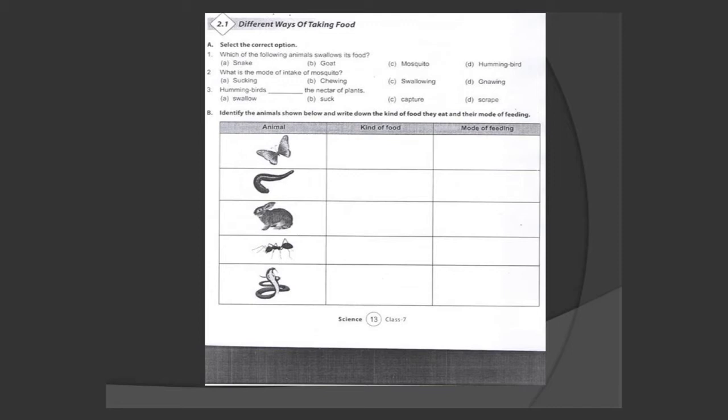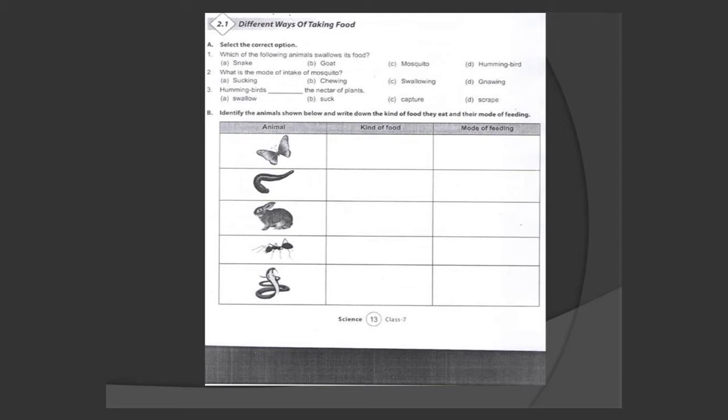Second question, what is the mode of intake of a mosquito? By the method of sucking. The mosquito will suck blood. Third question again, hummingbirds suck nectar of the plants. So the answers: first, B goat; second, A sucking; third, B sucking. Okay. Observe the figures. For each animal, you have to fill up the kind of food and mode of feeding.